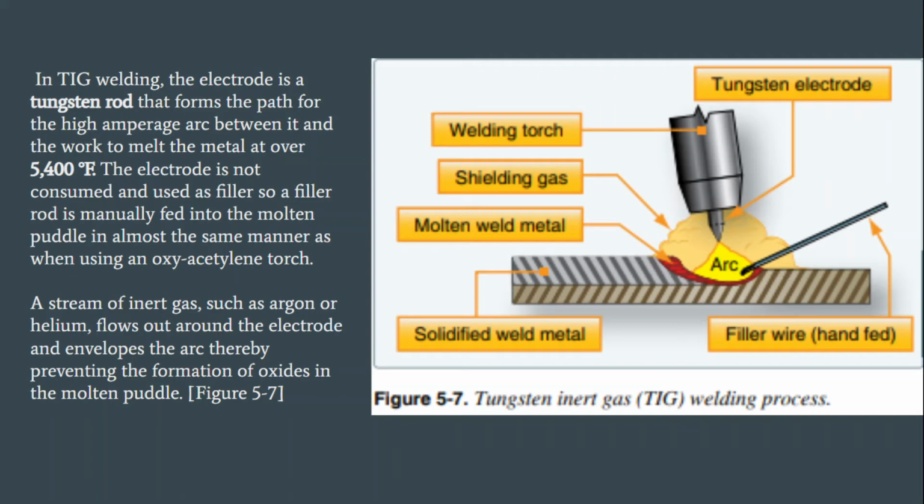In tungsten inert gas welding, the electrode is a tungsten rod that forms the path for the high amperage arc between it and the work to melt the metal at over 5,400 degrees Fahrenheit. The electrode is not consumed and used as filler, so a filler rod is manually fed into the molten puddle in almost the same manner as when using an oxyacetylene torch. A stream of inert gas, such as argon or helium, flows out around the electrode and envelops the arc, thereby preventing the formation of oxides in the molten puddle. See Figure 5-7.